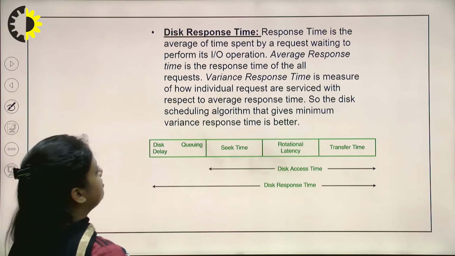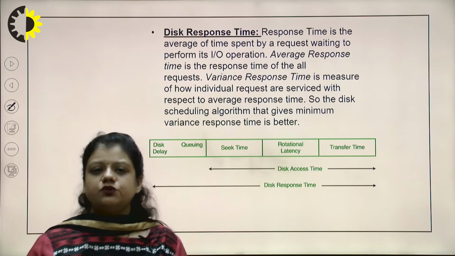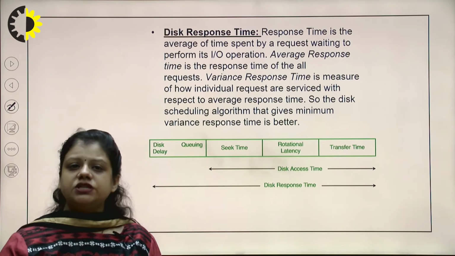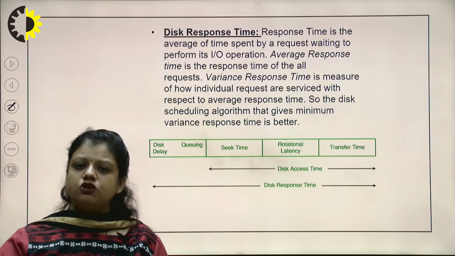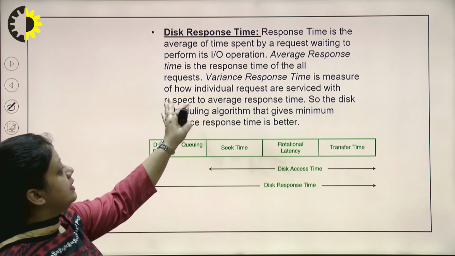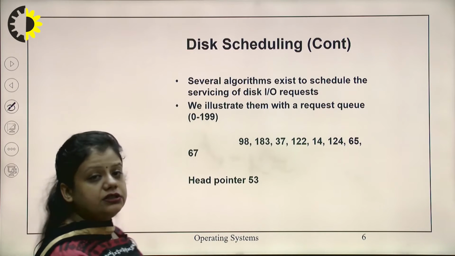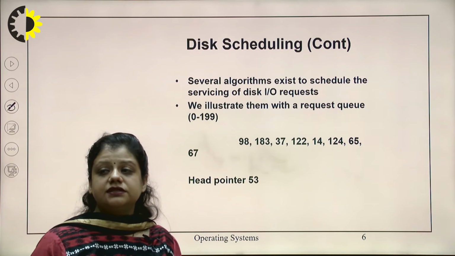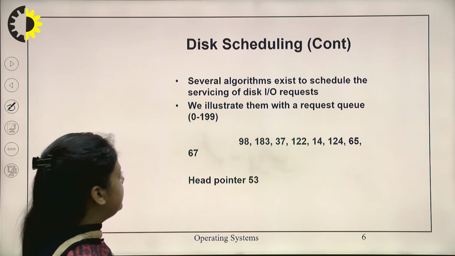Then we have the disk response time. The response time is the average of the time spent by a request waiting to perform its input-output operation. Suppose an input-output request is there, how much time does it have to wait for the scheduler to assign it and for that request to execute. So the average response time of all the requests should be as low as possible. Now there are several disk scheduling algorithms which exist to service the multiple disk input-output requests which we get. We are going to take this example.